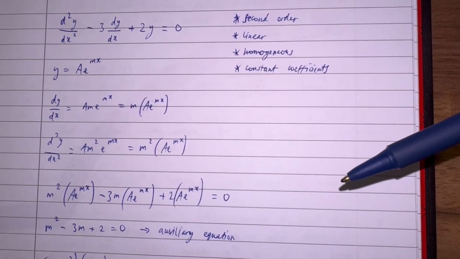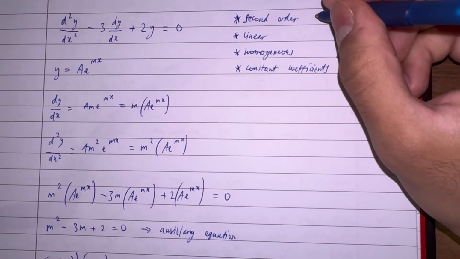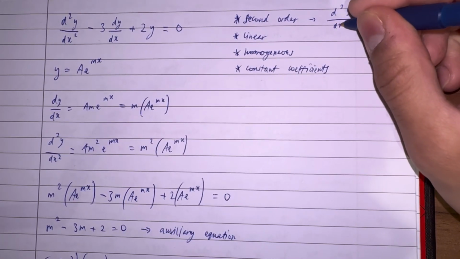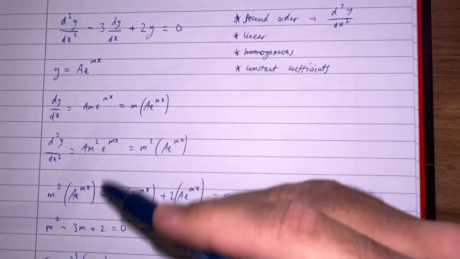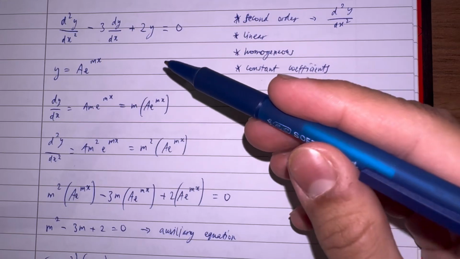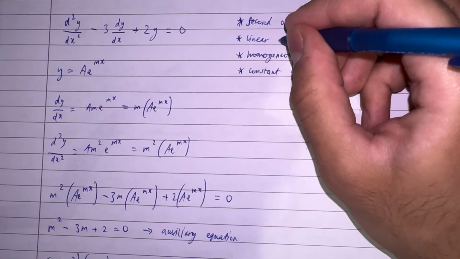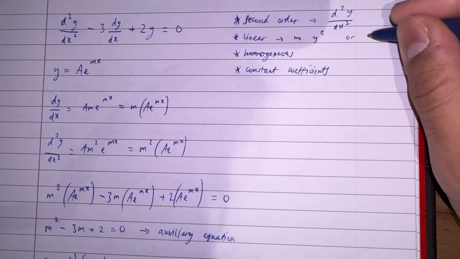So it's second order because the highest differential power is second. We can say that the highest differential is d²y/dx², which is why it's second order. It's linear because all of the differentials and all the functions are to the power of 1. So there's no higher powers than 1 on y or dy/dx or d²y/dx². We can say that there's no y squared or (dy/dx) squared, etc.